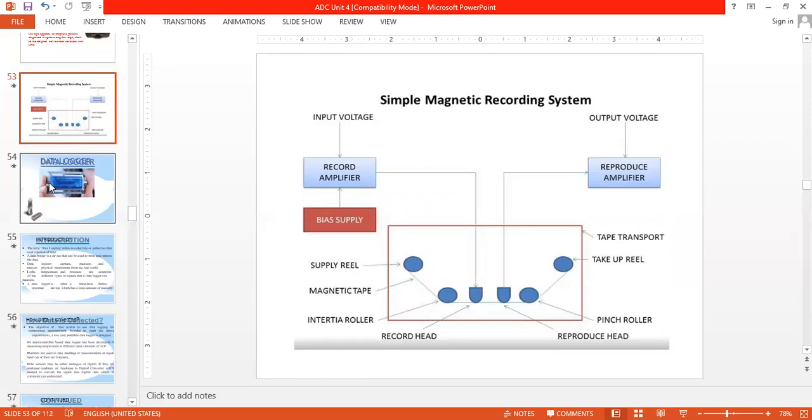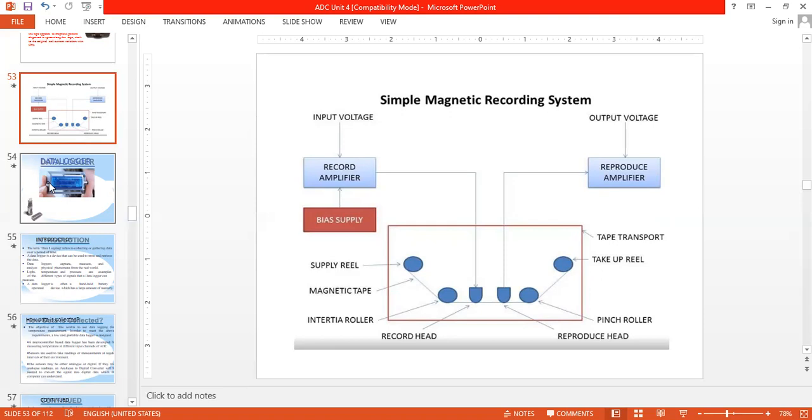First, the power supply reel feeds the magnetic tape to the record amplifier. Then the inertia roller passes it to the record head, which records it onto the tape. Then it is reproduced through the pinch roller, then the take-up reel and take-up transfer. The output voltage connects to the reproduce head, which reads the data from the magnetic tape. All magnetic tapes can be rewritten using different operations.